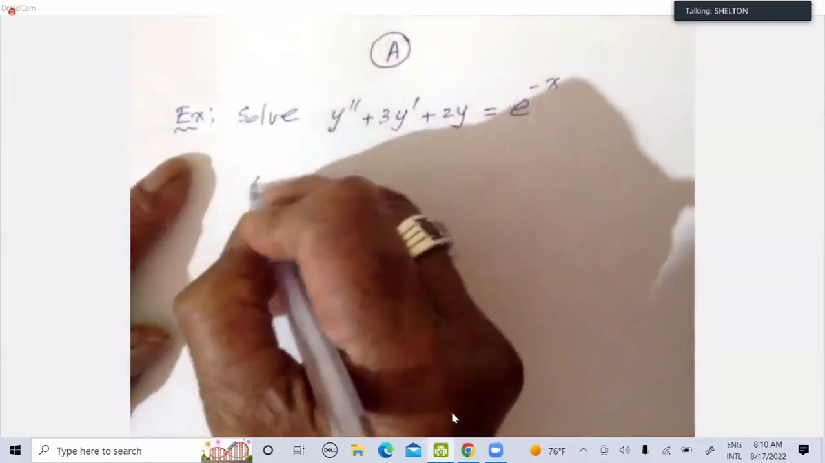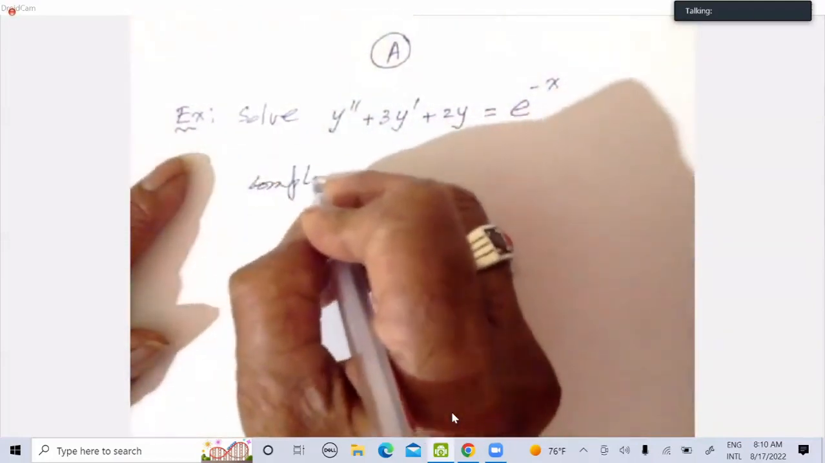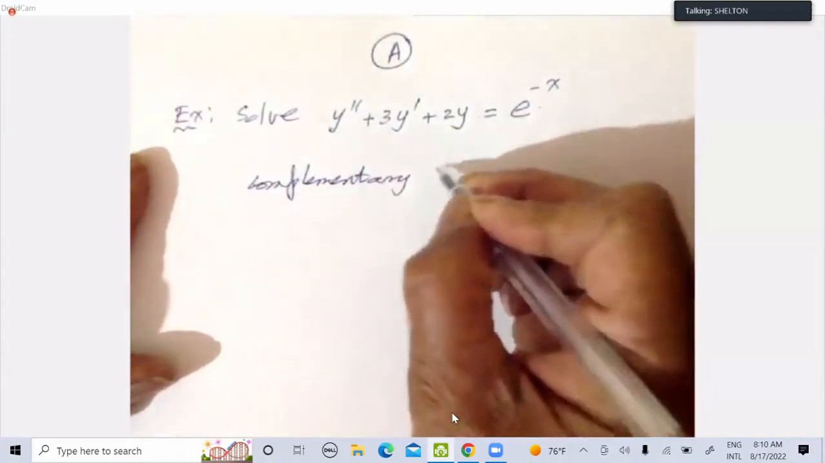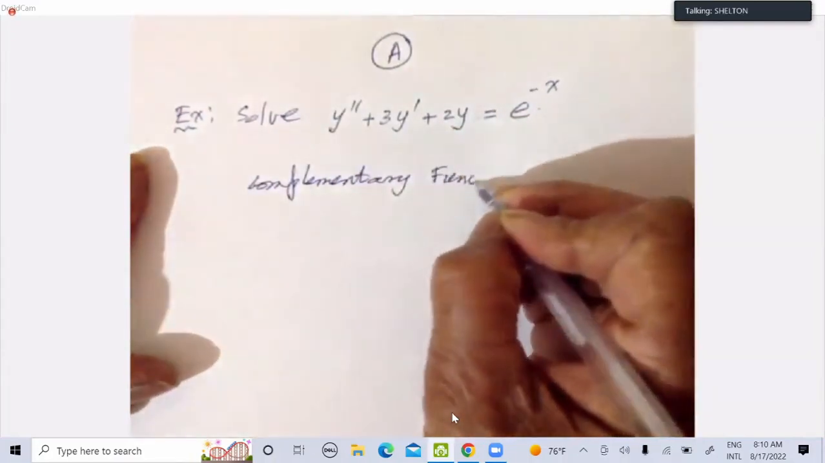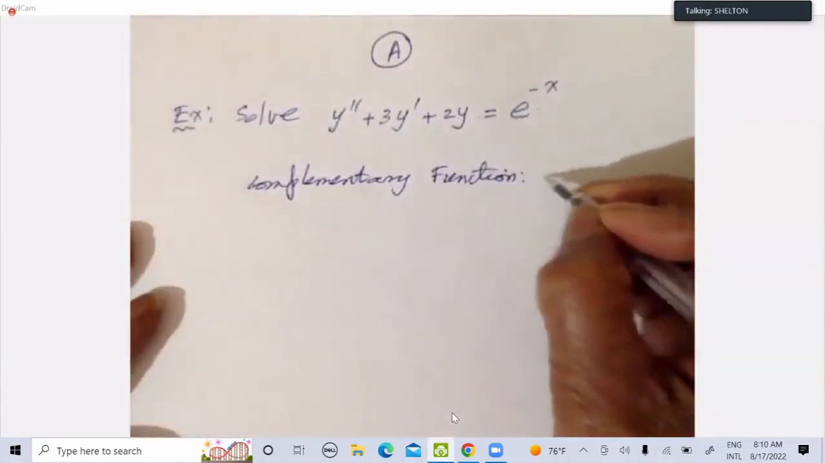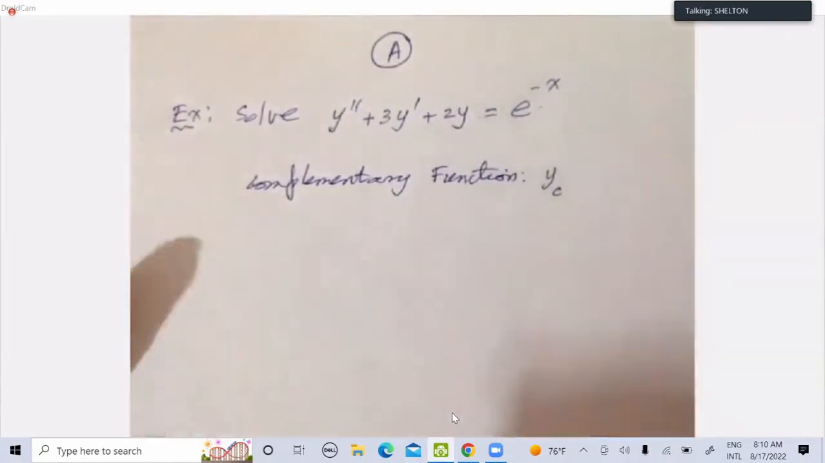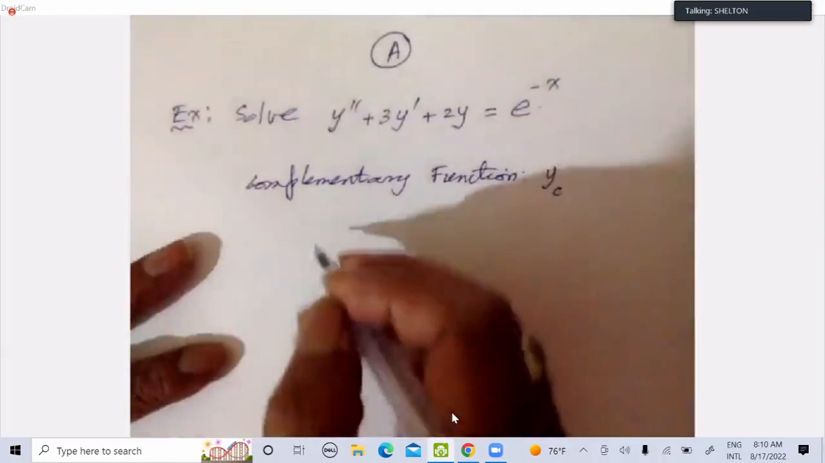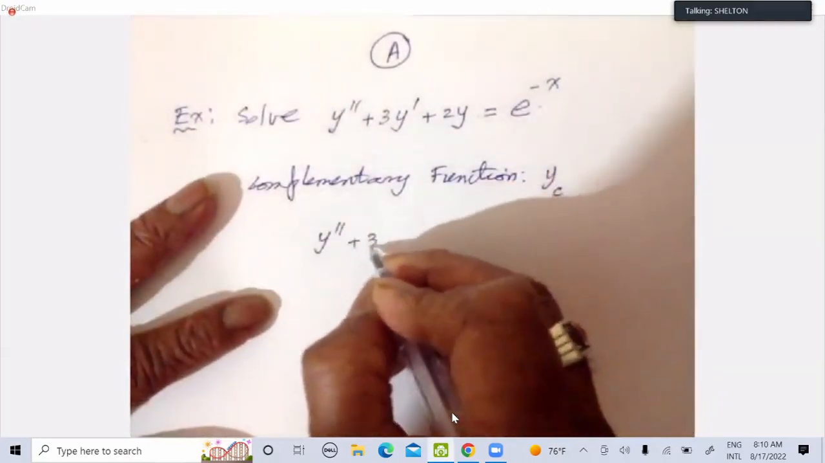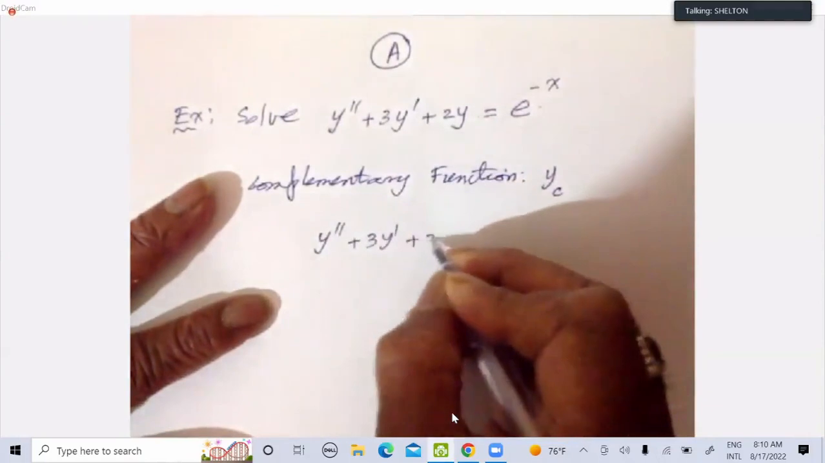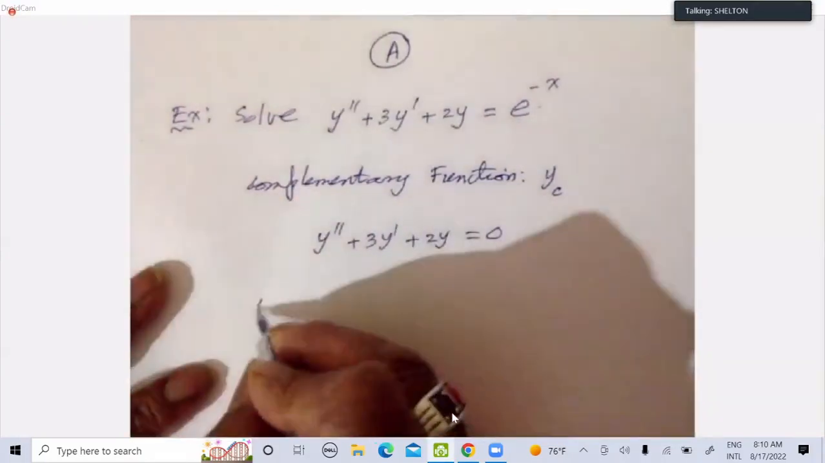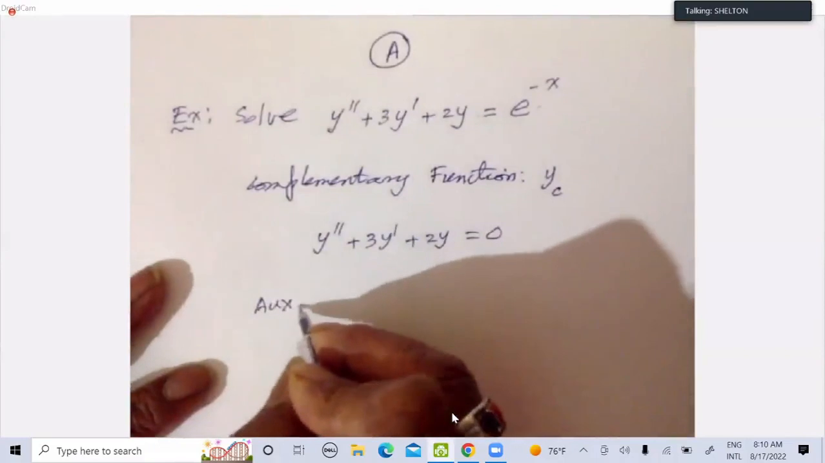So the complementary function yc, we need to find yc. Okay, complementary function yc. For that, we need to solve y double dash plus 3y dash plus 2y equal to 0. So what is the auxiliary equation?